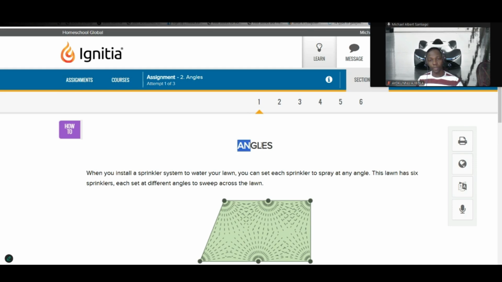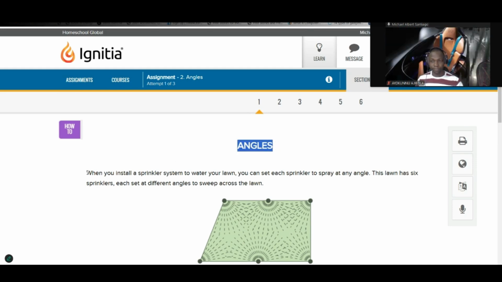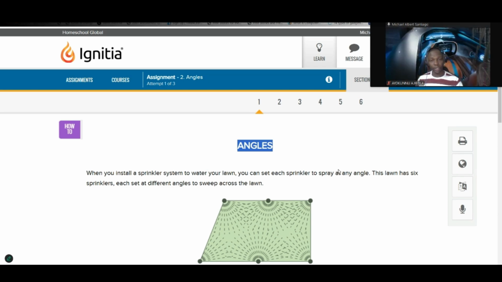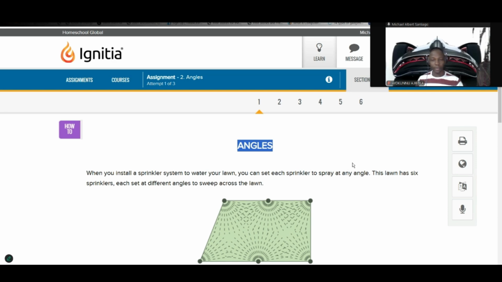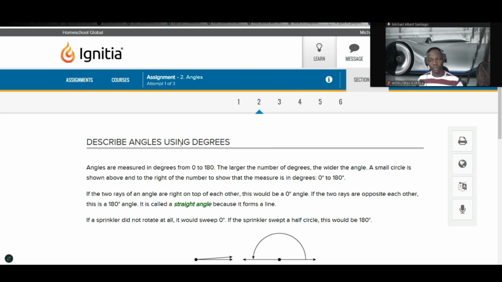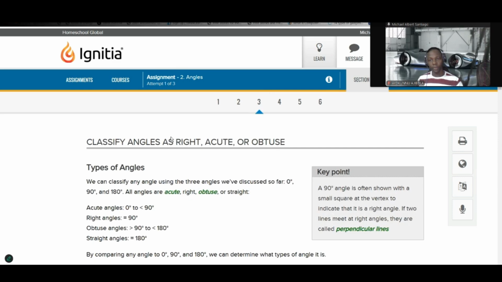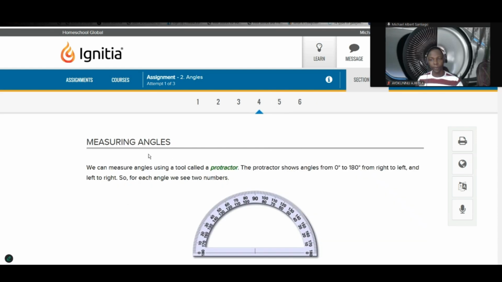And the topic we have for today is angles. I'm going to admit my student shortly so that we can get going. We're going to look at angles, describing angles using degrees. Then we're going to look at the right angle, the acute angle, the obtuse angle.